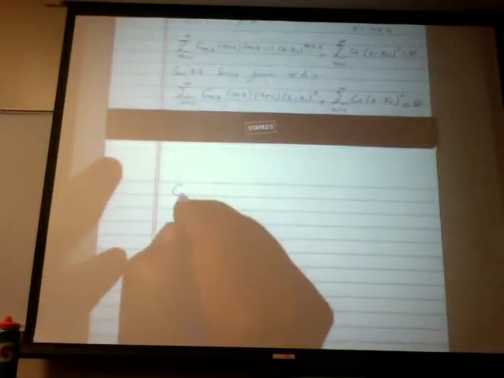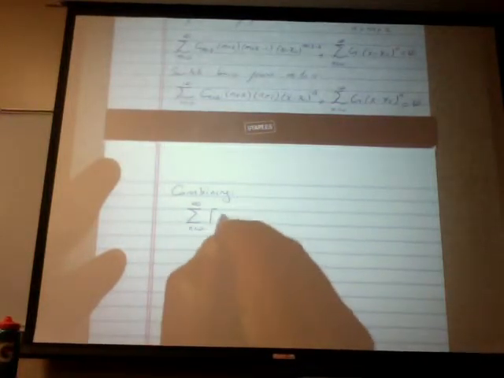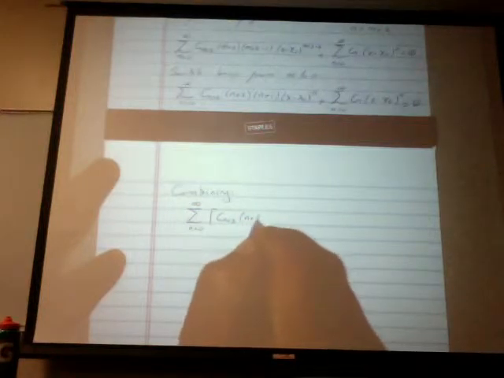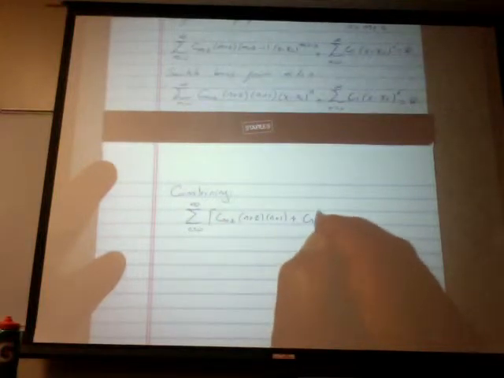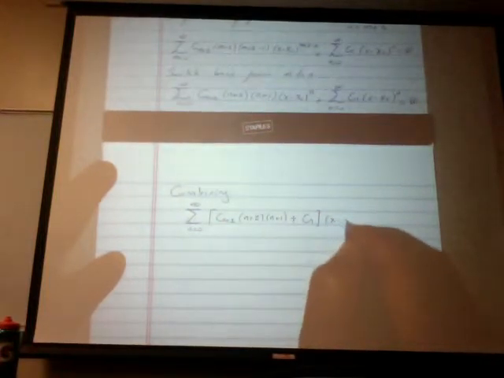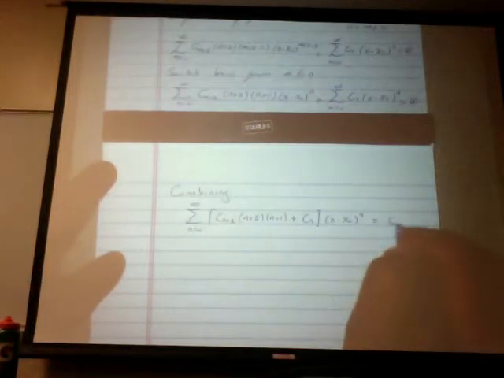And now we can combine them. So now we're combining. We have the summation from n equals 0 to infinity of [Cn plus 2 times (n plus 2)(n plus 1), plus Cn] times (x minus x0) to the power of n, is equal to 0. Alright, so it looks like we're getting somewhere.